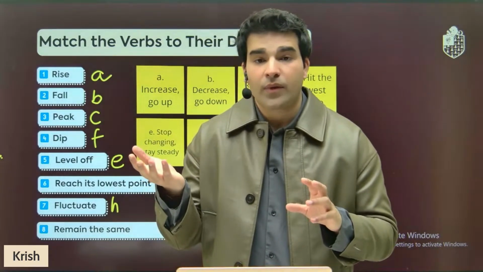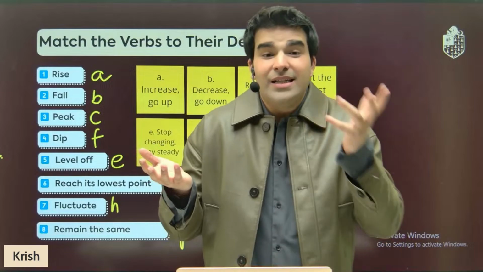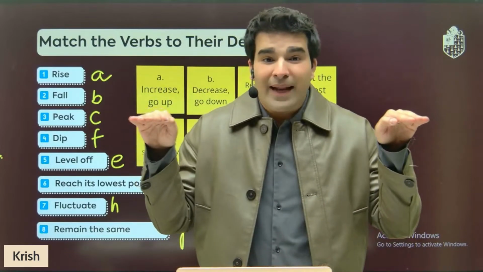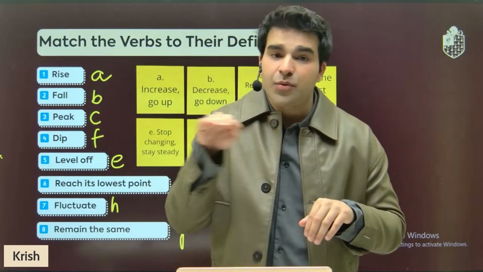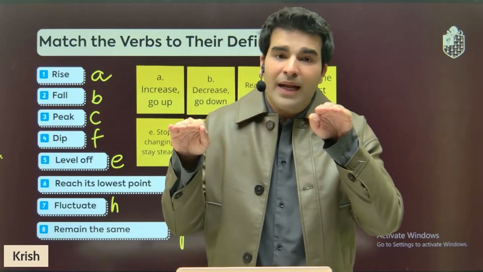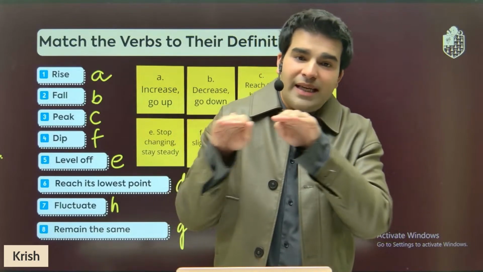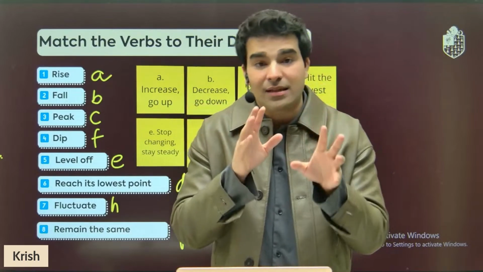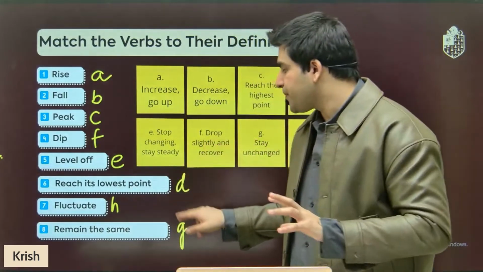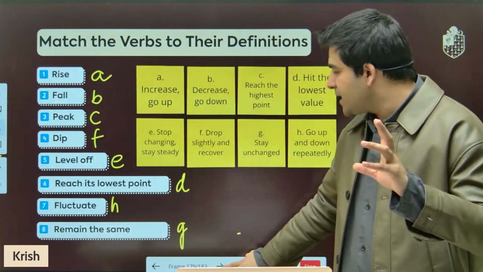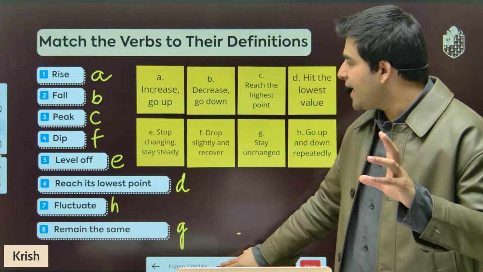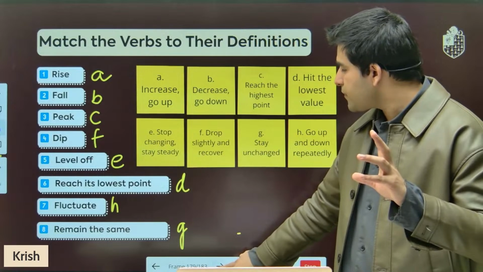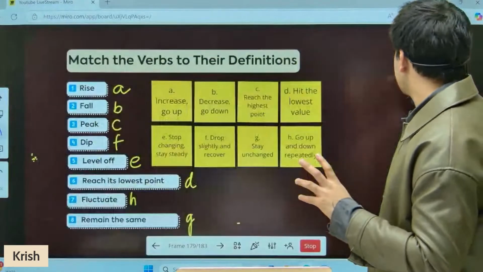That's number 1. Number 2, the difference between level off and remain the same. When the plateau is beginning, that's when we say level off. And when the plateau is coming towards the end, now we say remained the same. So that's the difference between the both. And we played it with the help of an example of a graph exercise.